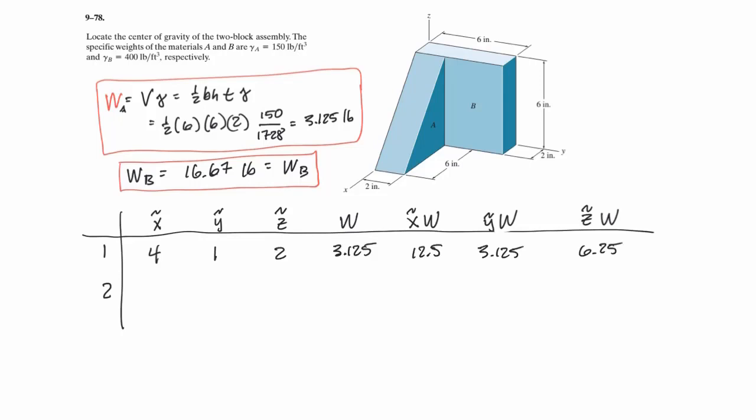All right, part 2. Bigger, weighs more. In the x direction, it has a center of gravity of just half of the thickness here, so that would be 1. In the y direction, it is halfway through the 6, so that would be 3. And in the z direction, it is halfway up. So again, pretty easy. And then we know the weight, 16.67, and let's multiply it out.